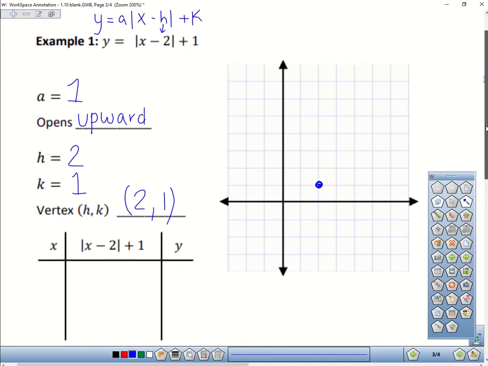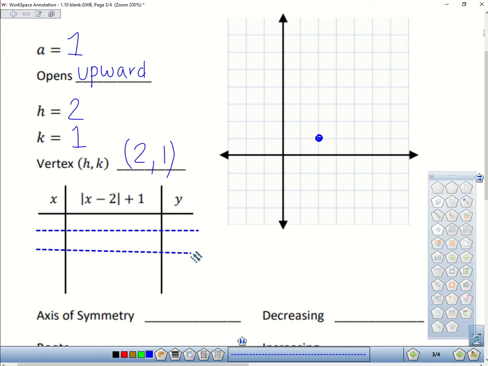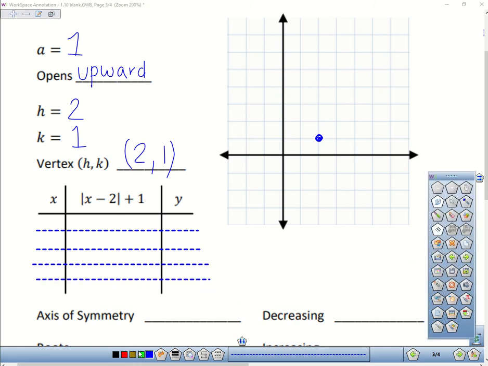So that's basically the middle of your graph. Now, it's so important to find the middle of your graph first, and I'll show you why. So what we're going to do now is we're going to make 5 rows here. You can also do 3, but I'm going to show you with 5 to make it more concise.